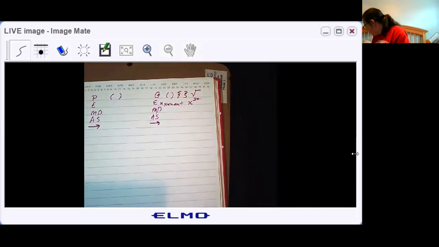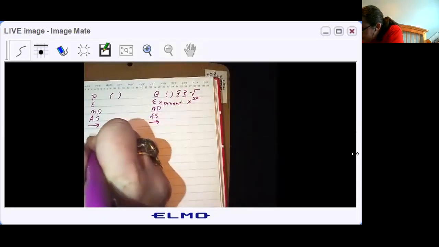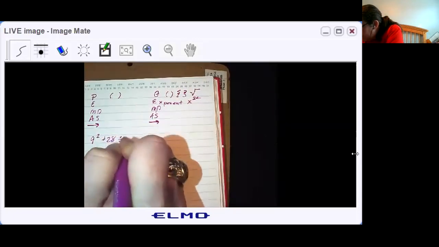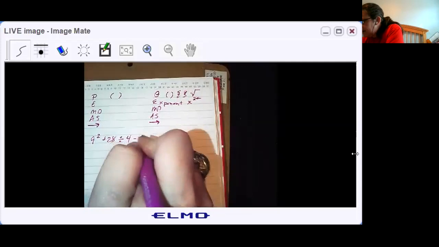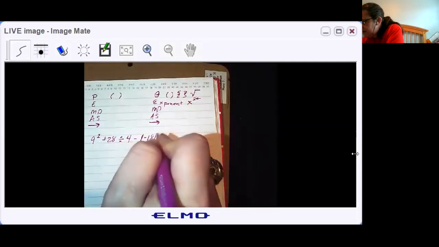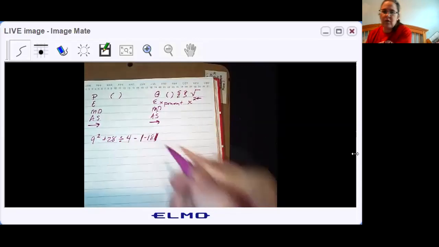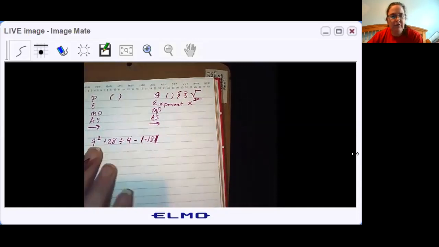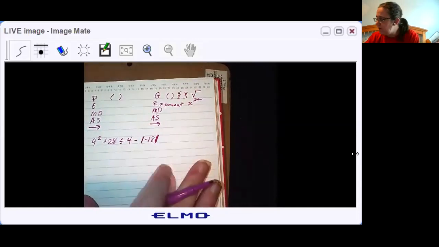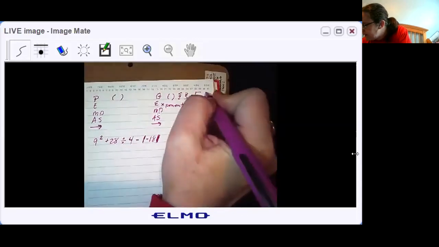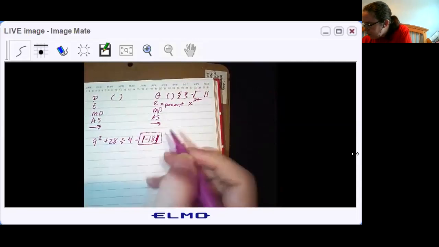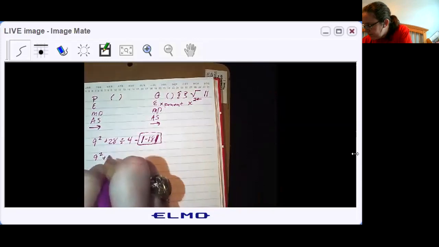So let's start out pretty easy. I've got 9 squared plus 28 divided by 4 minus the absolute value of negative 18. Okay? So if we follow our order of operations, do we have a grouping in this? Well, absolute value is actually counted as a grouping. So I'm going to deal with this piece first. I'm going to write down everything else the same because I didn't change anything.